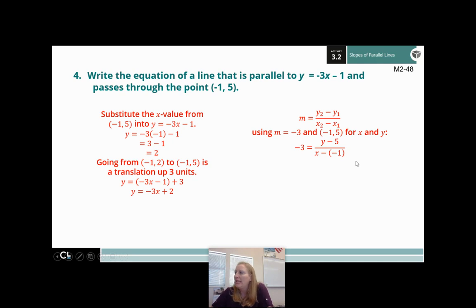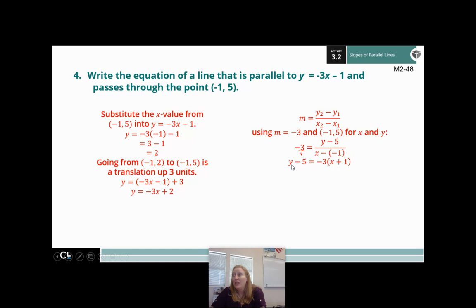At this point, I needed to do a little bit of cleanup. Don't like this on the bottom. I do know that the double negative becomes a positive, so I thought of this as x plus 1. And I did need to cross multiply. If it helps, you could even put your -3 over 1 if that helps you with your cross multiplication. So 1 times y minus 5 equals -3 times x plus 1, double negative became a positive there. So just multiply, multiply. Well, that's nice.